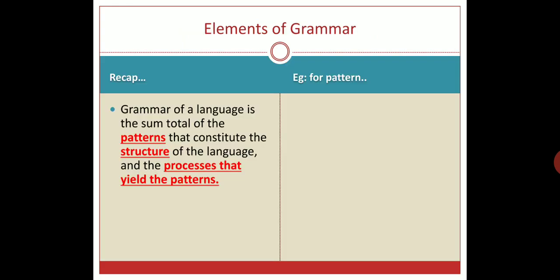We defined grammar as the sum total of the patterns that constitute the structure of the language and the processes that yield the patterns. There are three words in the definition that you must place focus on. One is patterns, which I have all formatted using red color in bold. Second word is structure, and the third one is processes that yield the patterns.